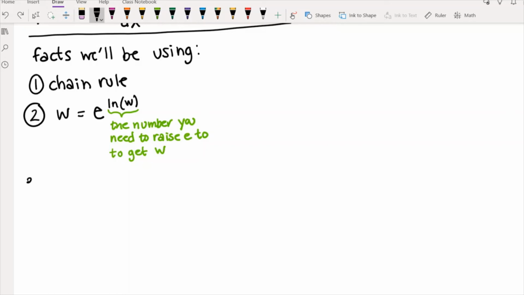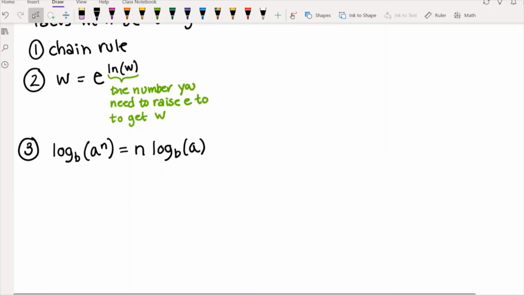Another fact we're going to use is a logarithm rule, which says that if you're taking any kind of a logarithm of a number to a power, that's the same thing as bringing that exponent down and just multiplying it with the logarithm. It's sometimes referred to as a logarithm law, so it's a law of logarithms.